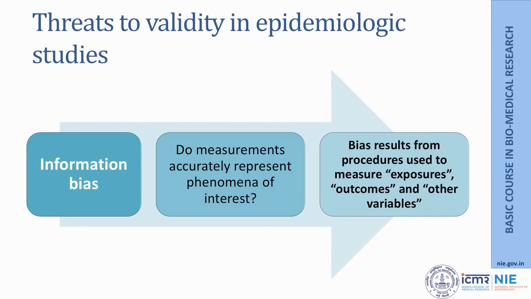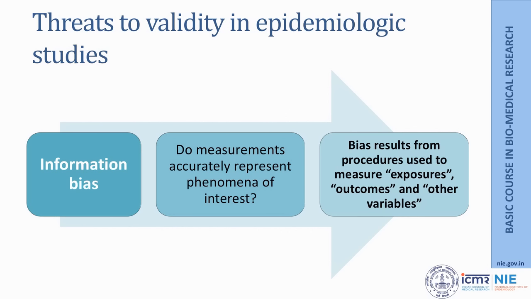Moving on to the next threat to validity, and that is called information bias. Information bias is essentially a bias that can occur when we are measuring the characteristics of study participants. Now, what do we measure? We measure exposures, we measure outcomes, and we measure other variables which may influence the exposures and the outcomes, which are called third factors or confounders or modifiers.